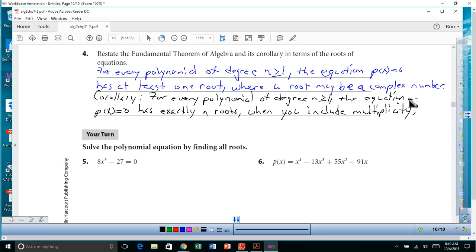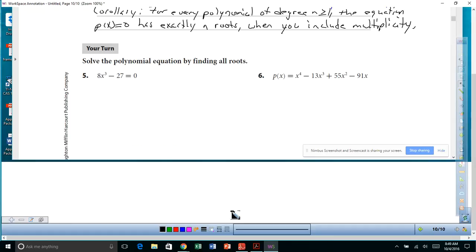Great. Now let's take a look. It says your turn. Solve the polynomial equation by finding all roots. So you have 8x cubed minus 27 equals 0. And I'm looking here and I'm seeing, let's see, that's 2x to the third power minus 3 to the third power. So that's a difference of perfect cubes. When you rewrite it, that'll give you 2x minus 3 times 4x squared plus 6x plus 9.